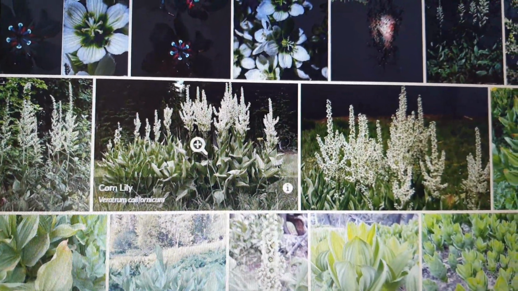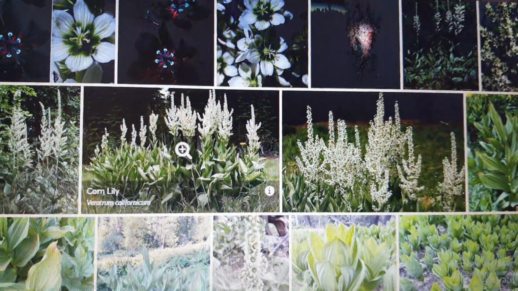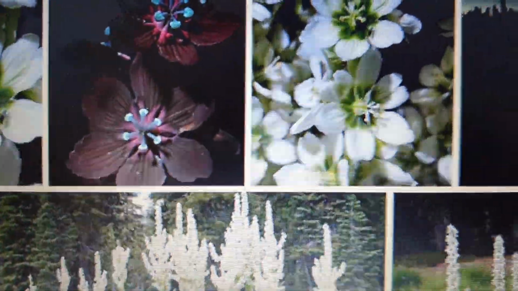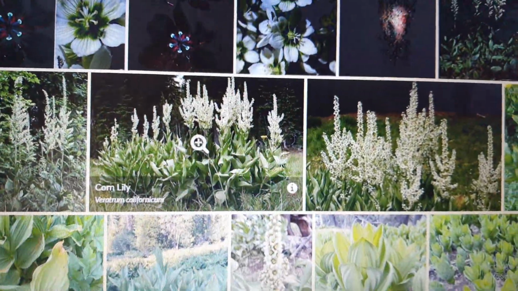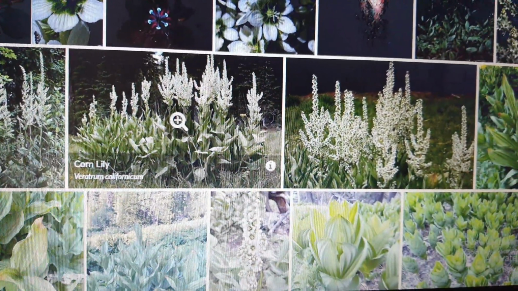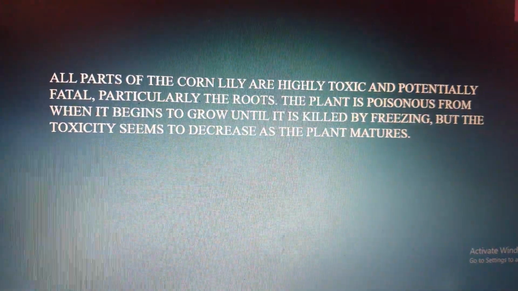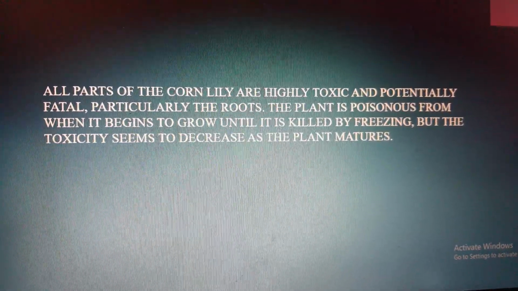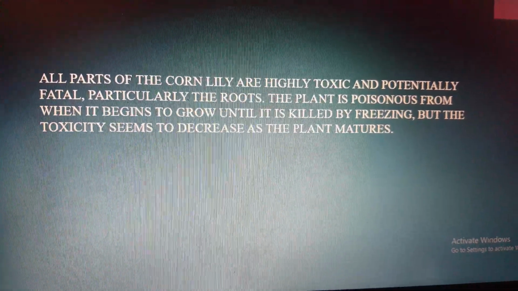This is how the corn lily, or Veratrum californicum, appears. This is the plant. You can see the flowers of this plant or the roots. That's how that plant appears. But please remember that plant is very toxic. All parts of corn lily are highly toxic and potentially fatal, particularly the roots.